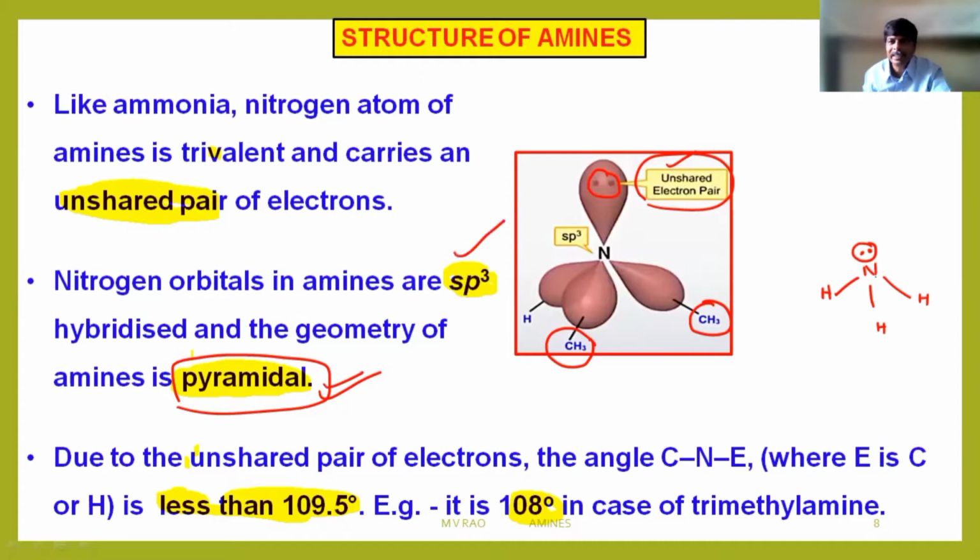Here the hybridization of nitrogen is sp3. Like ammonia, the nitrogen atom of amines is trivalent, meaning it has 3 bonds and carries a lone pair of electrons. Nitrogen orbitals in amines are sp3 hybridized and the geometry of amines is pyramidal. Due to the repulsions between this lone pair and the bond pairs, the angle is less than 109.5 degrees. Actually, because of sp3 hybridization, the tetrahedral angle is 109 degrees 28 minutes. Because of these repulsions, it is reduced to nearly 108 degrees in the case of trimethylamine. So the bond angle is less because of repulsions.